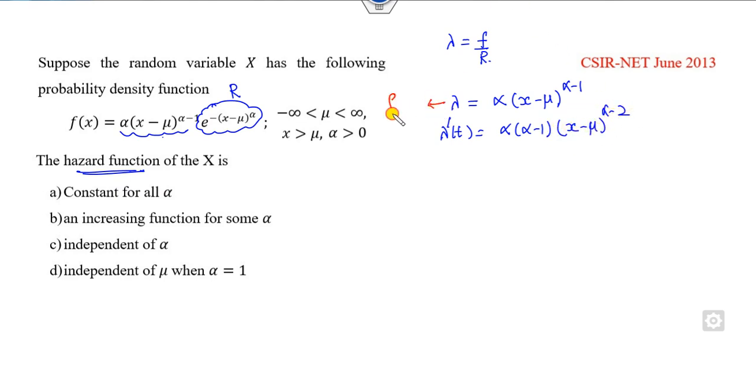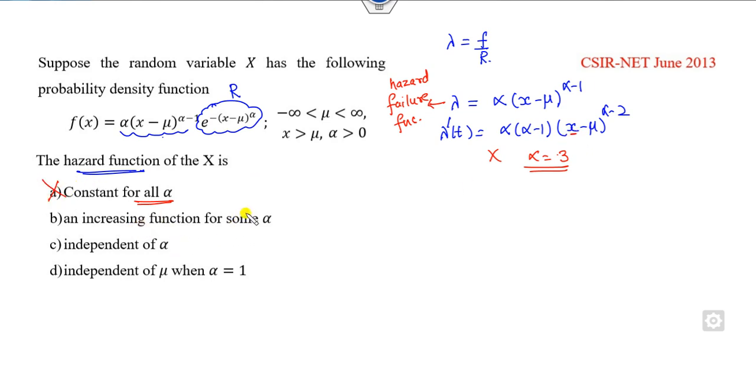This lambda is called the failure or hazard function. This is the hazard function. Now you have to check, is it a constant for all alpha? Is it constant for alpha? No. Why? Because if I consider alpha as, say, 3, then it is not a constant, it is dependent upon the x. So the first option is cancelled.